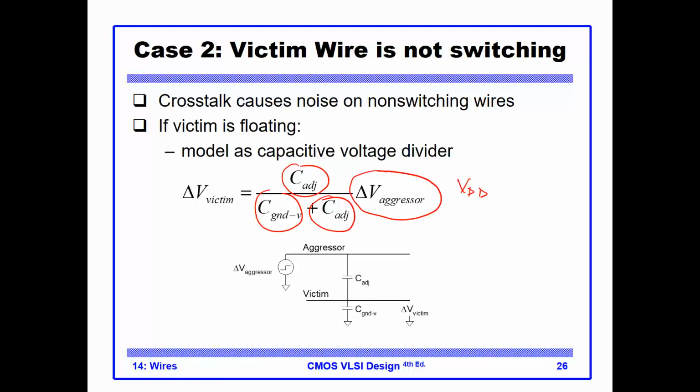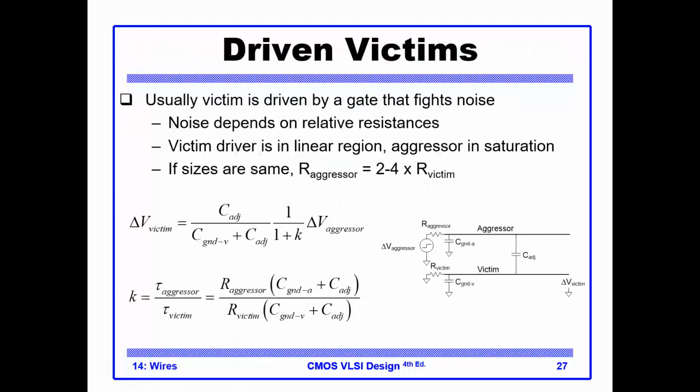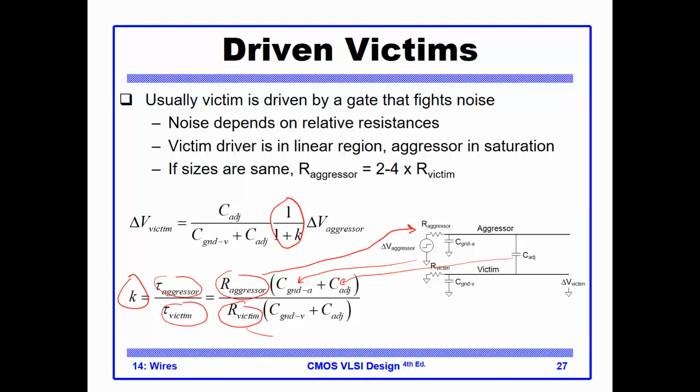As we say, this is pessimistic, so a more realistic approach is to introduce this 1 over 1 plus k factor, where k is the tau for the aggressor over the tau for the victim. The tau for the aggressor is computed by the resistance of the aggressor multiplied by the ground and the adjacent capacitances, divided by the R of the victim, which is here, multiplied by the adjacent capacitance here and the ground capacitance, which is right here. This is a more realistic approach, okay?